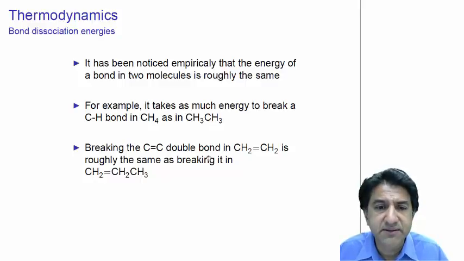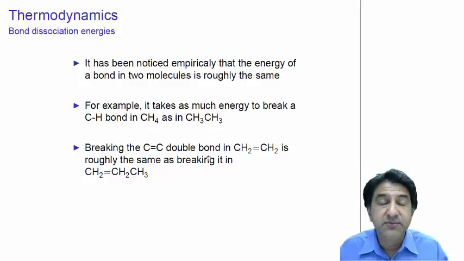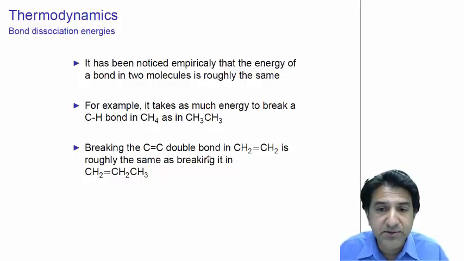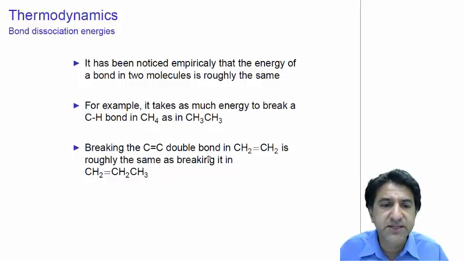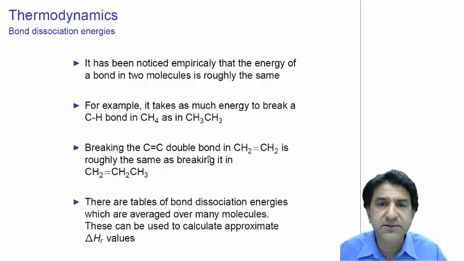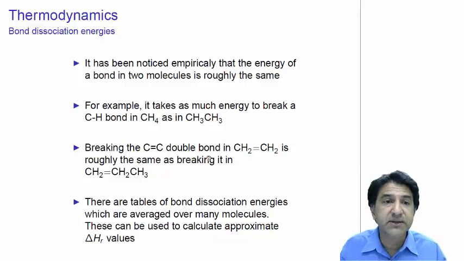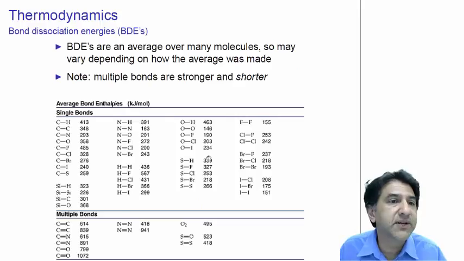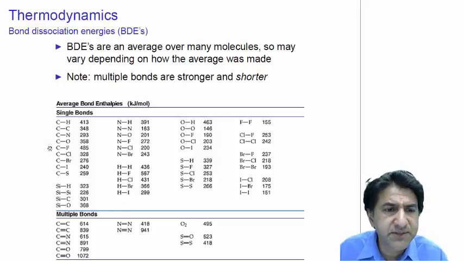Consider ethene, CH2=CH2, with a CC double bond. If we break that double bond in that molecule, separating it into two CH2 fragments, and suppose we consider another molecule, CH2=CH-CH3, and break that double bond, those two double bonds are quite similar. And it goes on like that. There are tables of bond dissociation energies which have been constructed, averaged over many molecules, and these can be used to calculate delta H values. So let's have a look at a few of these things.